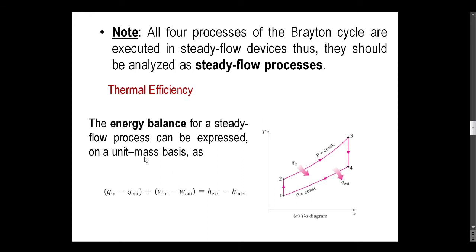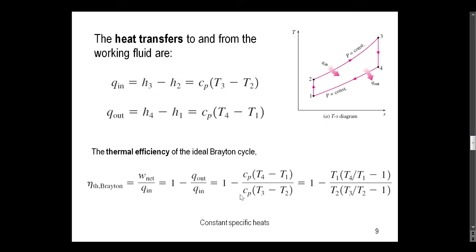Now, the energy balance in order to find out the thermal efficiency. The energy balance for the steady flow processes can be expressed on a unit mass basis as net heat transfer plus net work transfer is equal to the change in enthalpy, H exit minus H in.